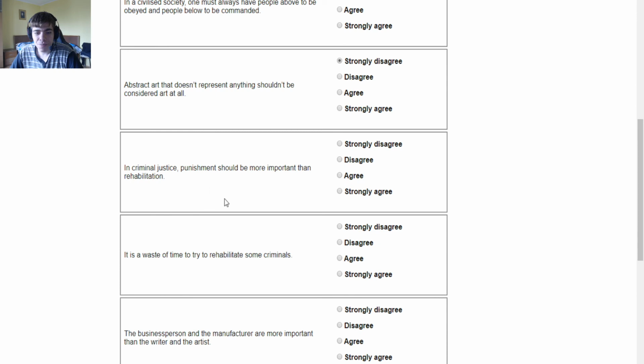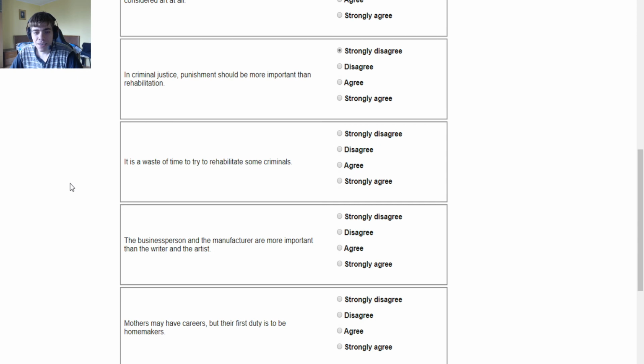Criminal justice punishment should be more important than rehabilitation. No, rehabilitation should be the most important, and it has been proven most of the time that it works. It is a waste of time to try and rehabilitate some criminals. I mean, some criminals really are just absolutely atrocious, and they can probably never be changed. But I do think you should still try. It should still be the main priority. So I'll just have a small disagree on this one.